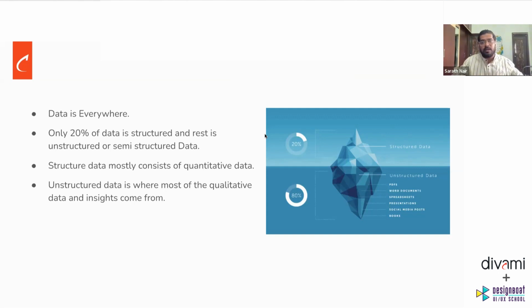So this is to understand how you segregate data, how you identify data, and how you use it. As a designer or a UX designer who wants to follow the approach of data-driven design, his or her focus should be on the unstructured data. That is where most of the qualitative and quantitative data and insights come from.